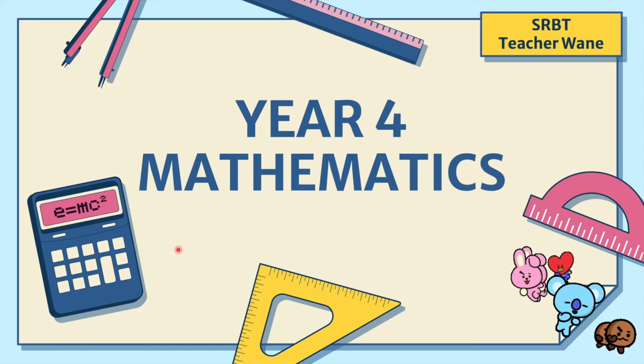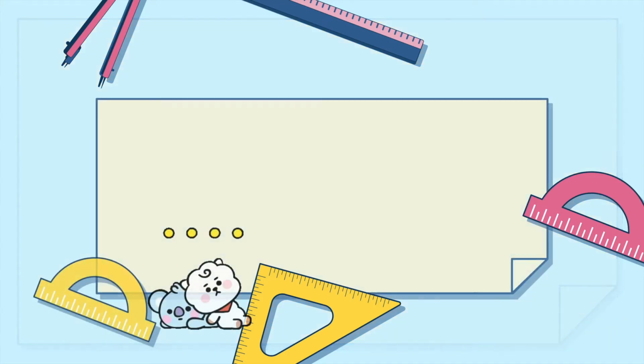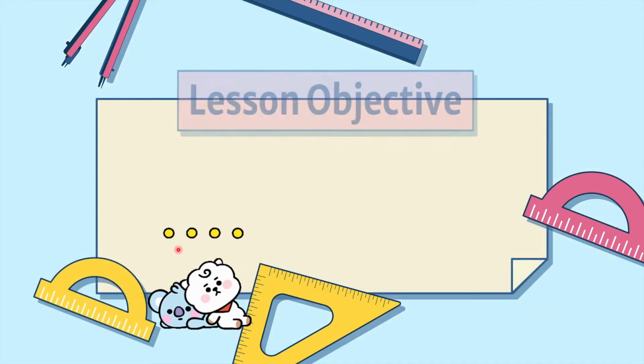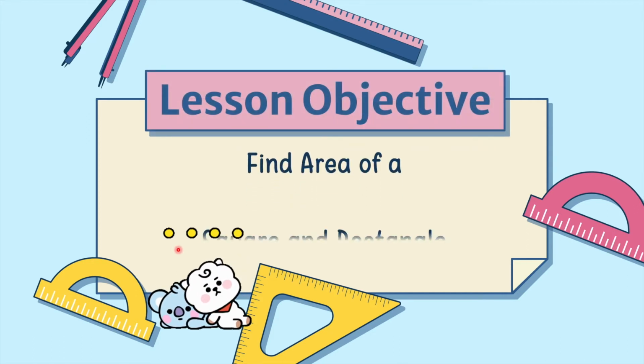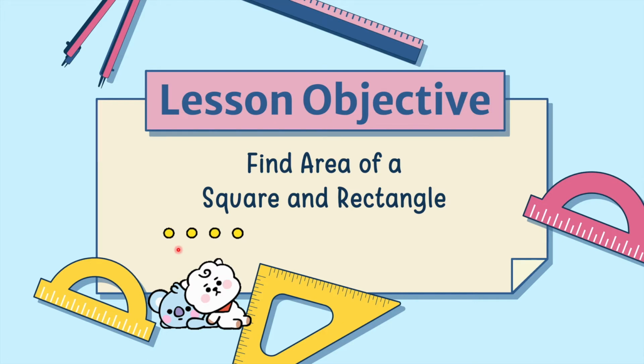Our year 4 mathematics. So, what is our topic for today? Our topic for today is called area. So, what is our lesson objective? Our lesson objective is we're going to find area of a square and rectangle. And I'm sure that you are familiar with a square and rectangle.